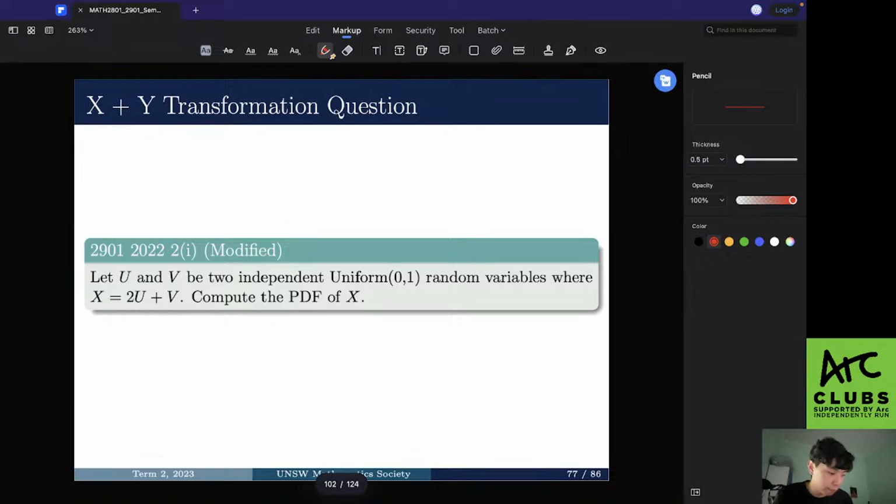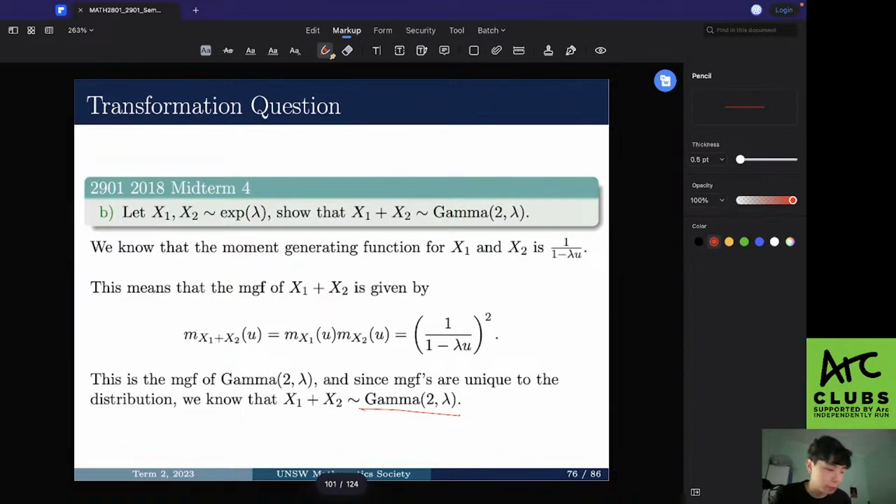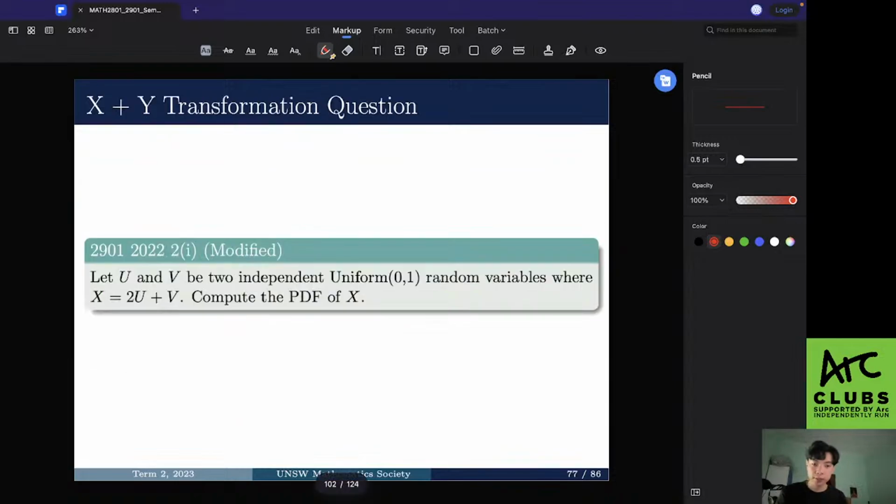So we now have another sum. In this case, it is 2U plus V. I don't recommend using the moment generating function here because this only works specifically since we know what the MGF of a gamma looks like, right? But if we don't know the MGF based off the table, then it's really hard to tell what the actual function is. So in this case, we use a special tool.